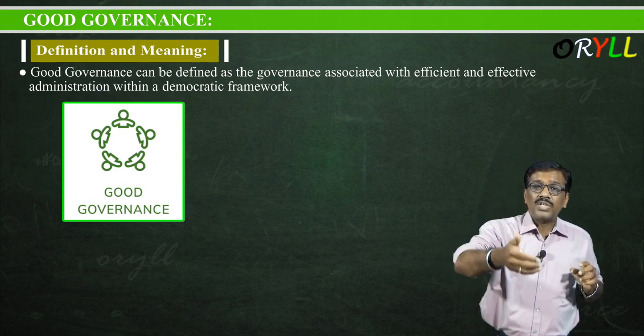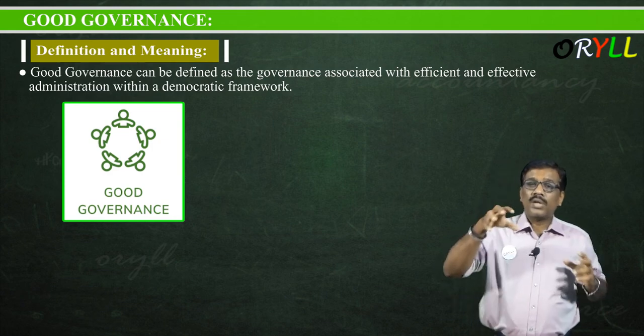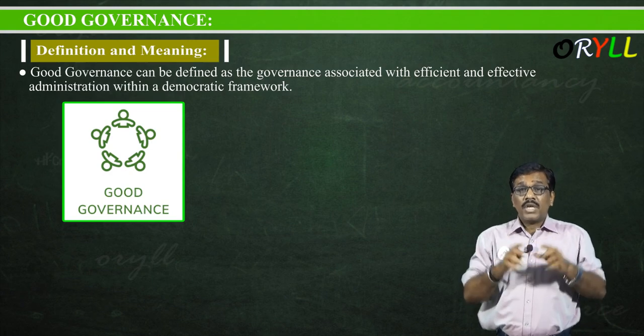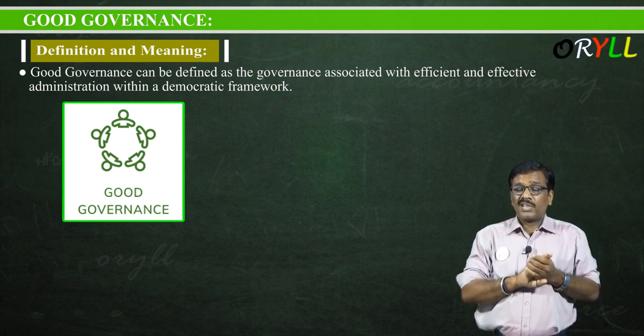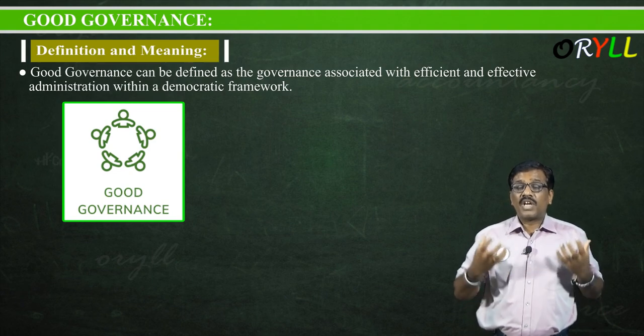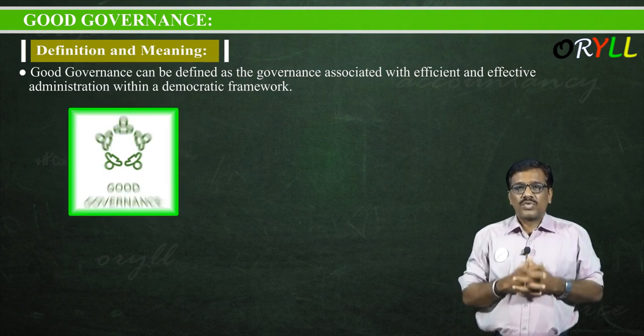You should take into consideration public sentiment and public interest, and you should have balanced development, so there should not be regional imbalance. In such a democratic framework, with a lot of diversity in our country, carrying out this efficiency and effectiveness in administration is very important. This is known as good governance.